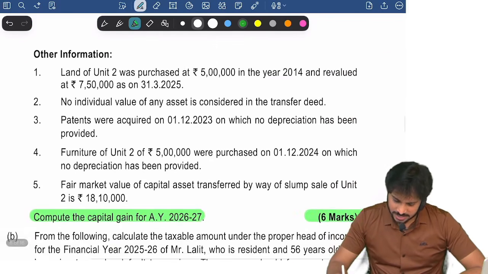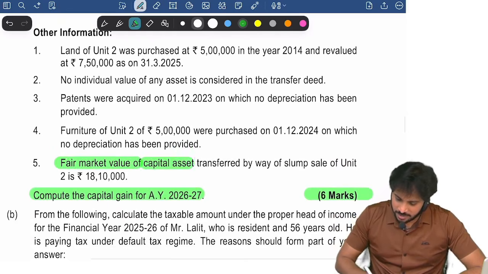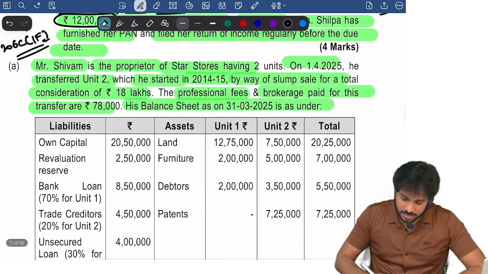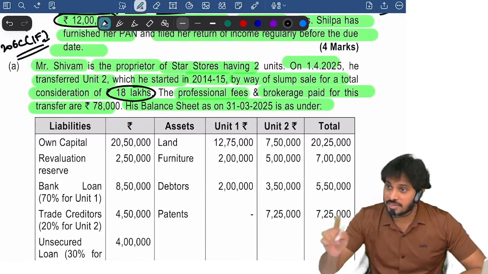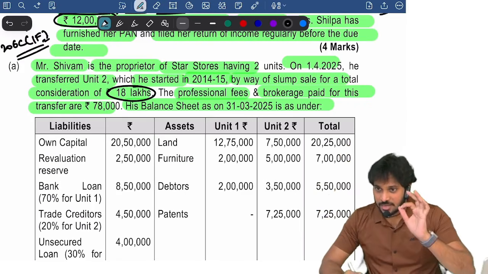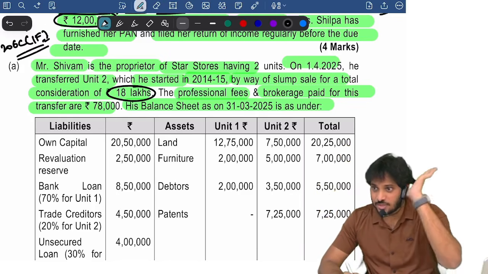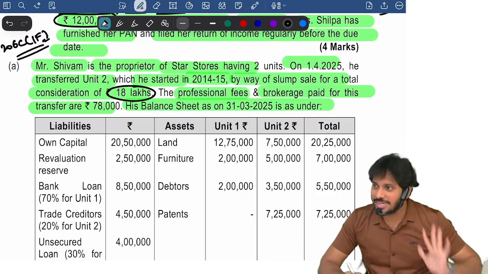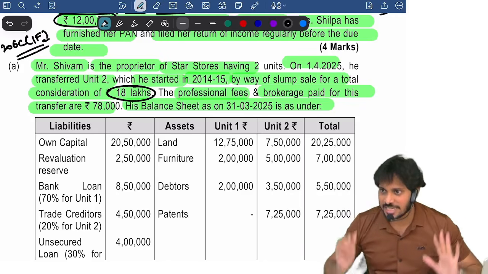You know what the sale consideration is? Fair market value of the capital asset transferred on the slump sale is 18 lakh 10,000, whereas the consideration received is how much? 18 lakh. Whichever is higher. The fair market value of the assets transferred under slump sale or the consideration, whichever is higher, will be taken as the full value of consideration. Am I right?